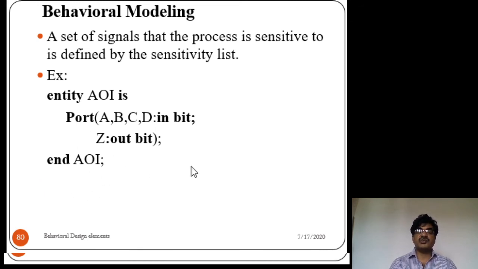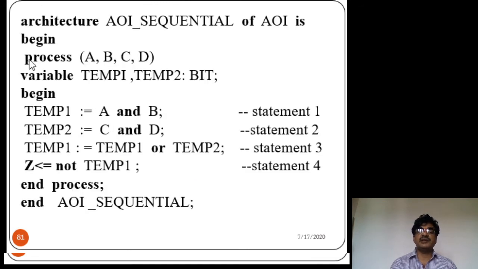Then coming to the architecture body, in the behavioral model. The syntax of the architecture body starts with the word architecture, name of architecture, of entity name is. So here the architecture name is AOI sequential of AOI, the entity we have written previously for the AOI gate. Then here there are no declarations, that's why I'm directly writing begin.